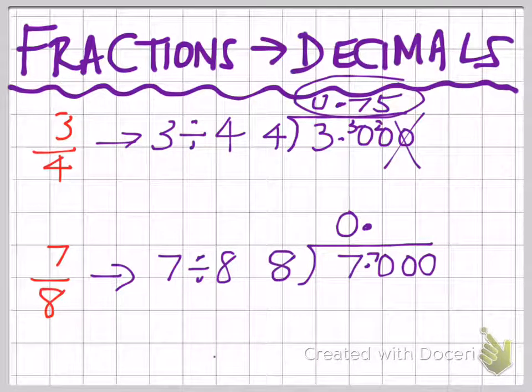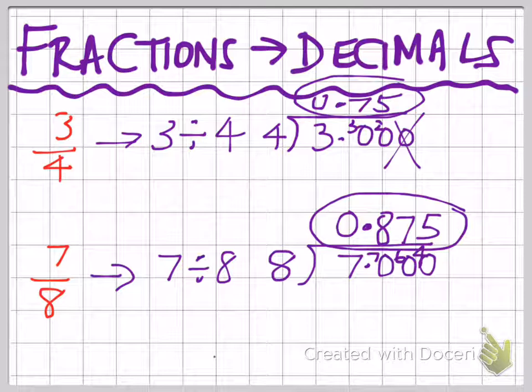Now you need to know your tables. How many 8s in 70? Well, 8 8s are 64, so I'm going to put my 8 in there. I've got 70, so I've got 6 left over. Let's pop our 6 in there. How many 8s are there in 60? In your 8 times table, the closest you can get without going over 60 is 56. 7 8s are 56, which gives you 4 left over. Let's pop our 4 in there. And finally, how many 8s are there in 40? There are 5. So 7/8 is the same as 0.875.